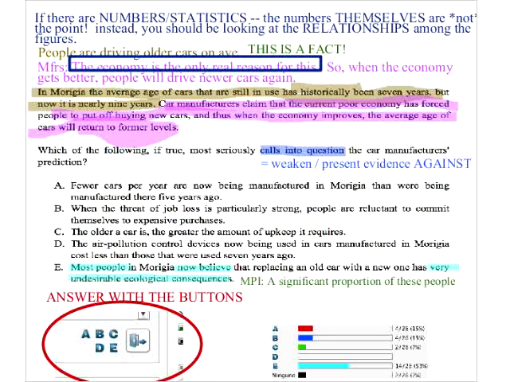So a significant proportion of these people will not replace their old cars with new ones, regardless of the economy. This is not formal logic. Again, if you are stuck in formal logic robot mode, you might look at this and be like, well, how do I know they're not all going to buy new cars, even though they have these beliefs? You have to use your most probable interpretation.